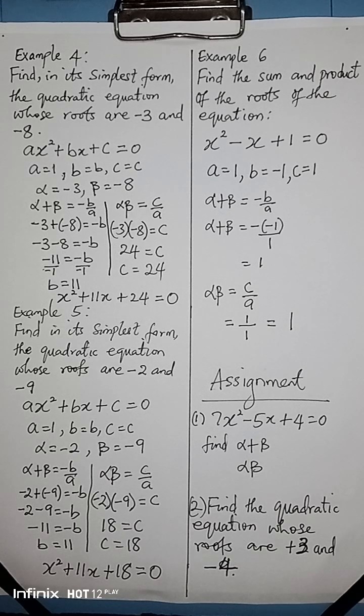Number 1, 7x squared minus 5x plus 4 equals 0. You're looking for the sum and the product of the roots of the quadratic equation. And then number 2, you're finding the quadratic equation whose roots are +3 and -4. So work this out and put your answer in the comment section.